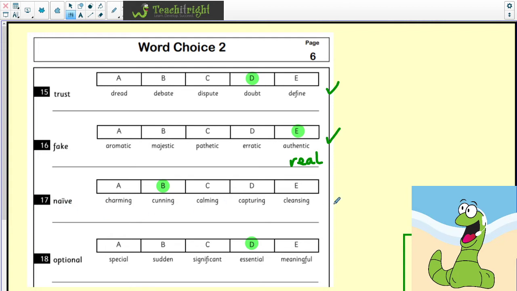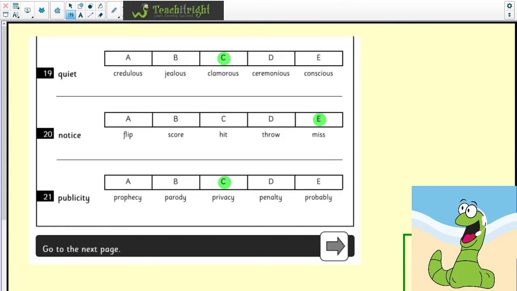Naive and cunning, they're opposite in meaning. Optional and essential, essential meaning you should have something or do something, it's essential. Number 19, we've got quiet and clamorous, clamorous meaning noisy. Notice and miss, if you notice something you spot it, if you miss it you would either ignore it or not see it. Publicity and privacy are also opposite in meaning.